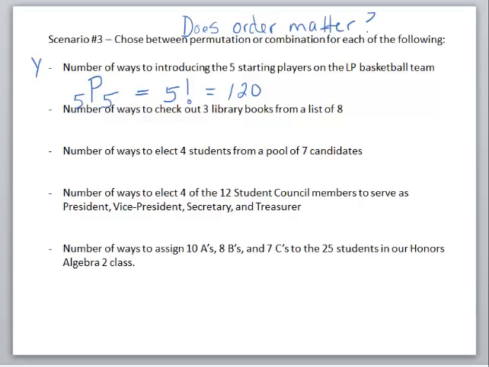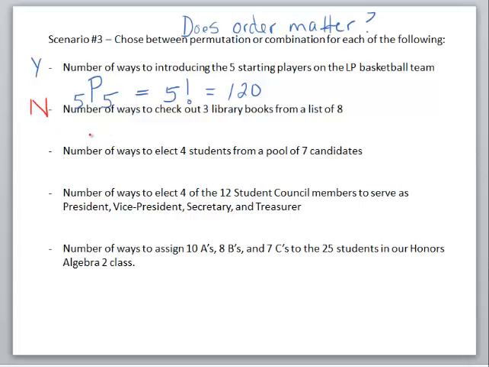Okay, next example. The number of ways to check out 3 library books from a list of 8. The question is, does it really matter the order in which I check out those 3 books? Well, you pick out the 3 books, but whether they scan the first or the second or the third, or they go in reverse order, really is not important to me. I'm just checking out the 3 books, picking those 3 books out of a list of 8. So the order in this case does not matter.